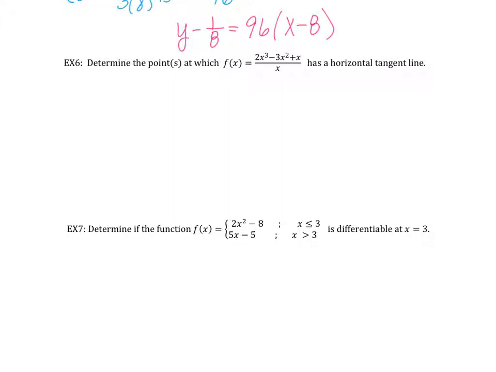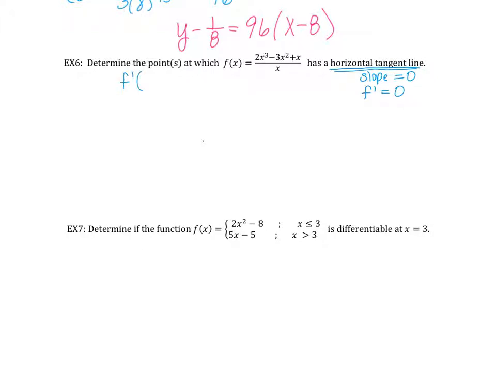All right, 2 more. Determine the points at which f of x has a horizontal tangent line. When you see the words horizontal tangent line, you should think slope is equal to 0. In other words, f prime is equal to 0. So I've got to find f prime.